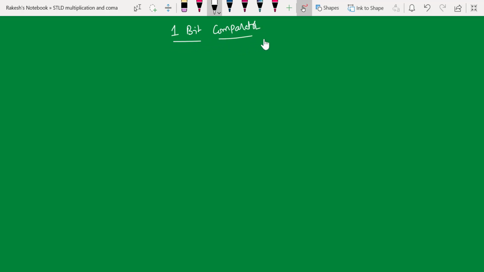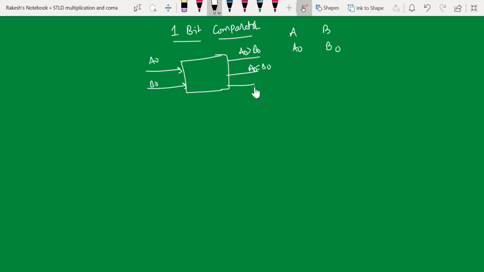So 1 bit comparator means you are going to have your A and B. A is having A0 number and B is having B0 number. That means you are going to have a circuit where you are going to have A bits here and B bits here, and you are going to produce first one as A0 greater than B0, second output as A0 equals to B0, and third output as A0 less than B0. In order to get a circuit here, you are going to consider the A inputs and B input.